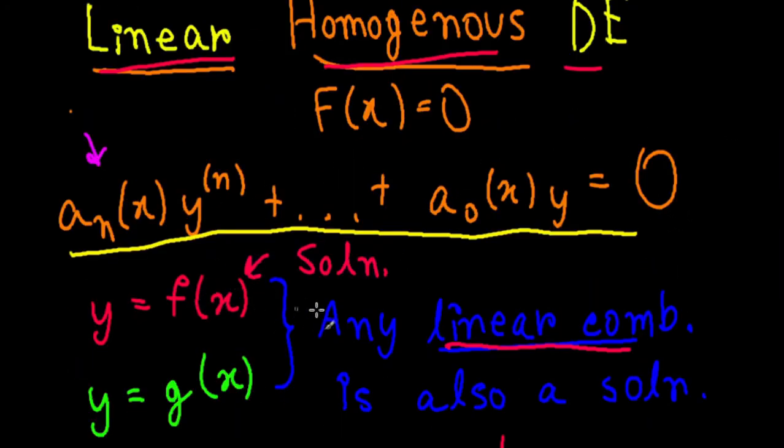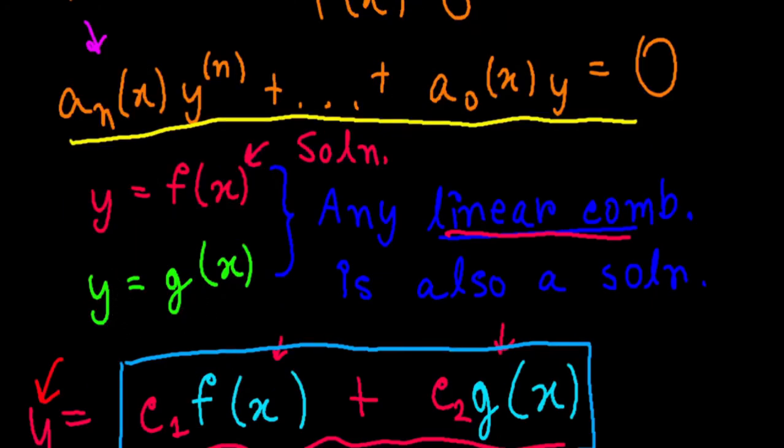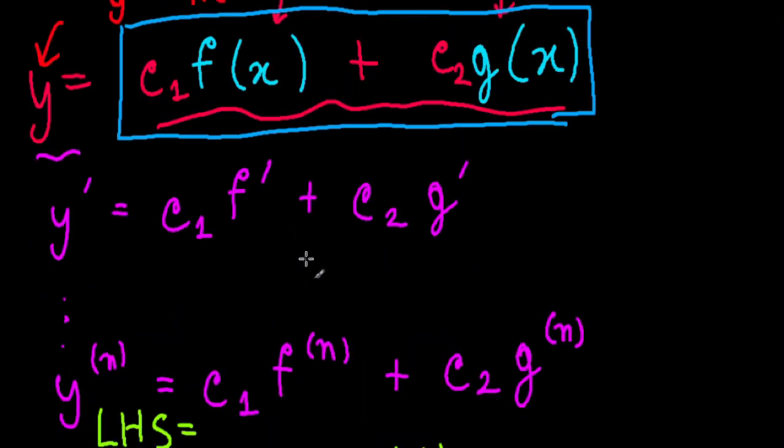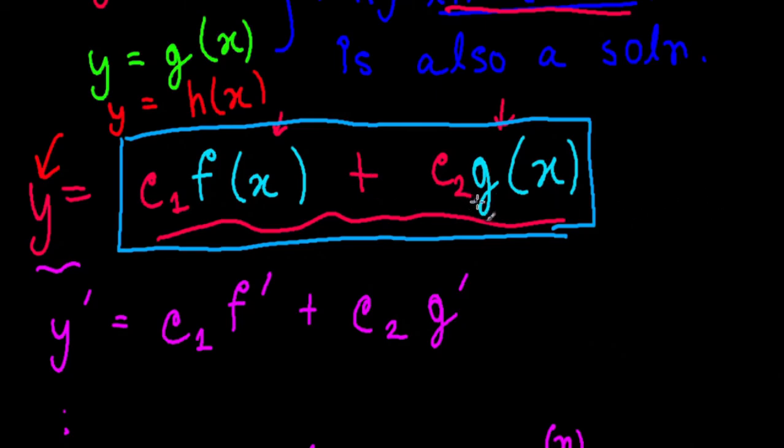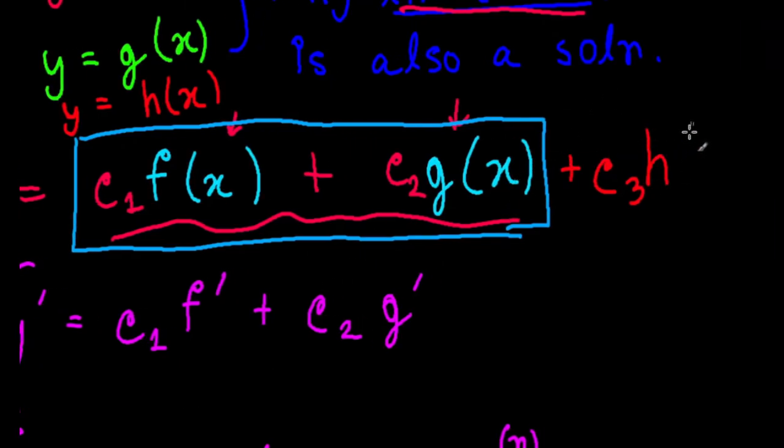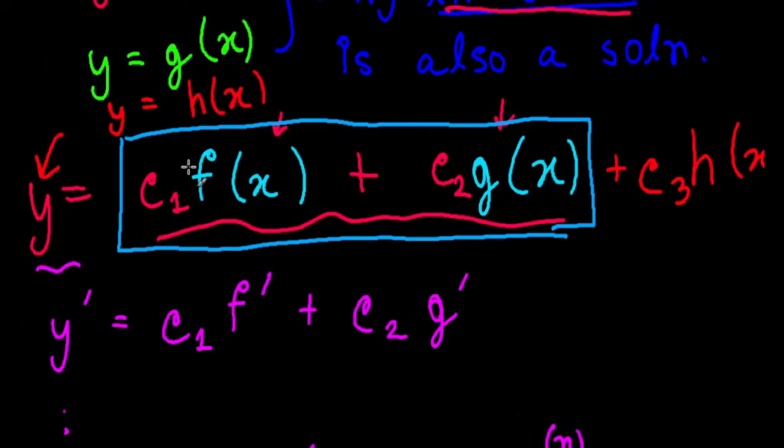One last thing is that suppose we have a third solution. Suppose y equals h of x is also a solution. You can do the same process with h, and take the linear combination of all three functions. So this is going to be c1 f of x plus c2 g of x plus c3 h of x, and you can repeat that proof and get the same verification. This is again going to be a solution, provided all three functions are solutions of the differential equation.